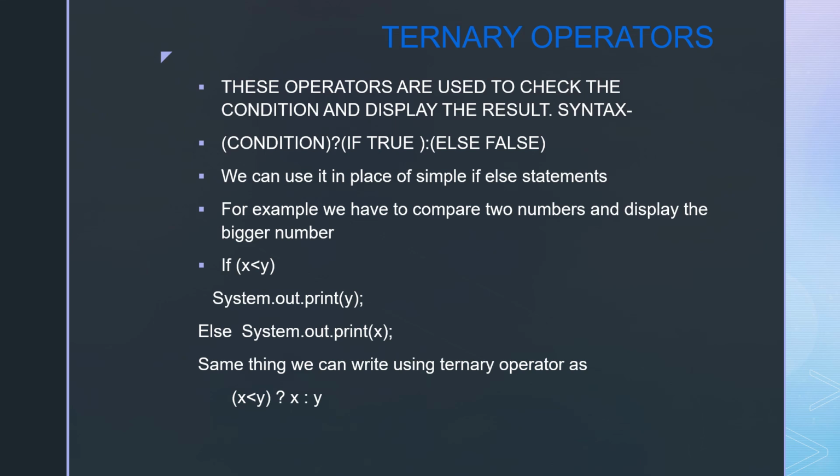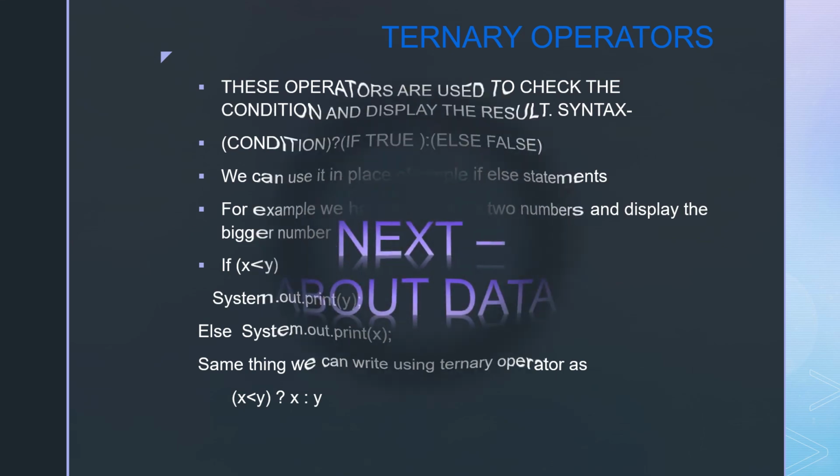For example, if we have to compare two numbers and display the bigger number, we can write if x is smaller than y, then print y, else print x. That means we are printing the greater value. Same thing we can write using the ternary operator as follows. x smaller than y, question mark, y, otherwise x. So this is how we can use ternary operators in a simple if-else statement.